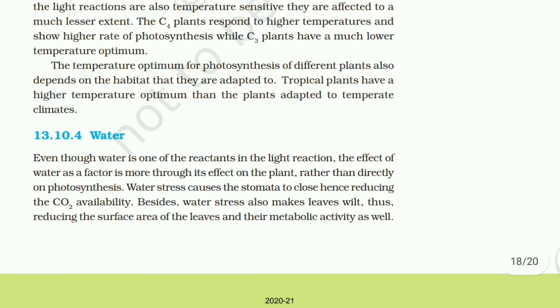13.10.4 Water. Even though water is one of the reactants in the light reaction, the effect of water as a factor is more through its effect on the plant, rather than directly on photosynthesis. Water stress causes the stomata to close, hence reducing the CO2 availability. Besides, water stress also makes the leaf wilt, thus reducing the surface area of the leaves and their metabolic activity as well.